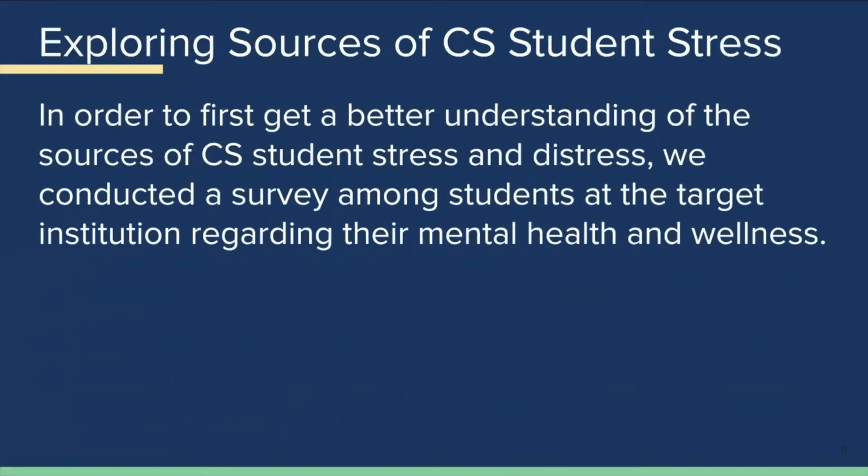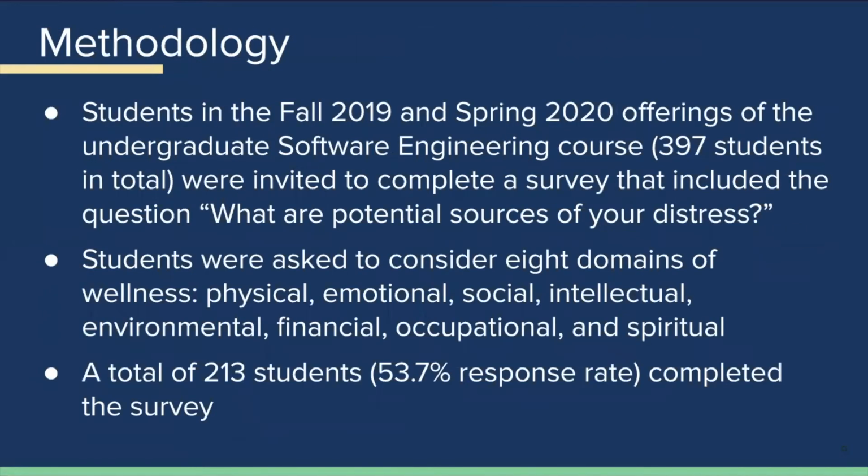In order to first get a better understanding of the sources of computer science student stress and distress, we conducted a study among students at the target institution regarding their mental health and wellness. Students in the fall 2019 and spring 2020 offerings of the undergraduate software engineering course were invited to complete a survey that included the question, what are potential sources of your distress? 397 students were in these offerings in total. Students were asked to consider 8 domains of wellness: physical, emotional, social, intellectual, environmental, financial, occupational, and spiritual. A total of 213 students completed the survey, giving a 53.7% response rate.